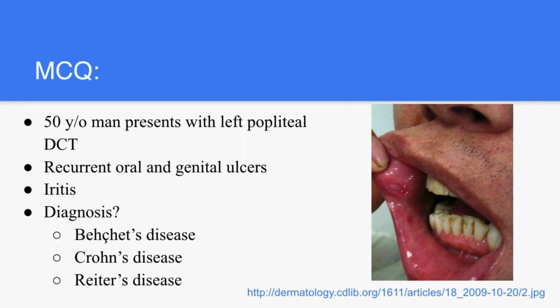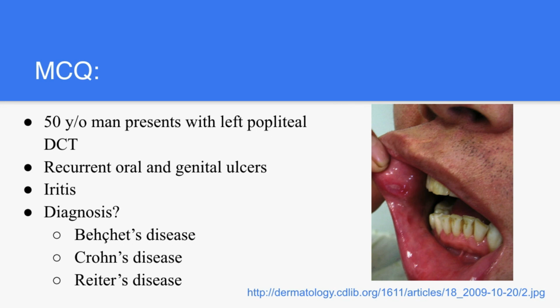Other types: this is a 50-year-old man presented with left popliteal deep vein thrombosis, recurrent oral and genital ulcers, and iritis. So what's the diagnosis? I would like to tell you here that any male patient in whom you find deep vein thrombosis that cannot be explained by a provoking cause, it is usually Behçet's disease. This syndrome is well known to affect males, and it's characterized by arthralgia, arthritis, iritis, sometimes urethritis, and they can have deep vein thrombosis.